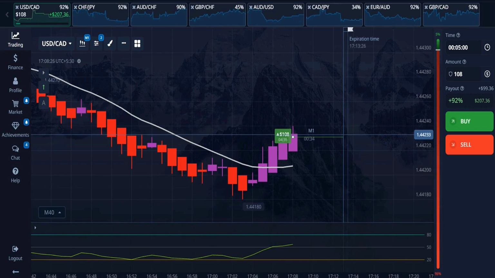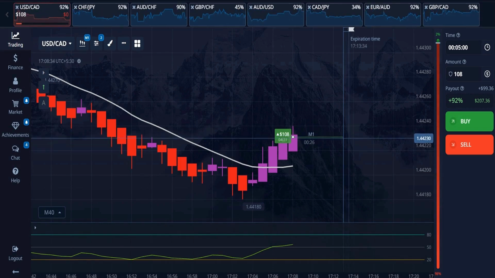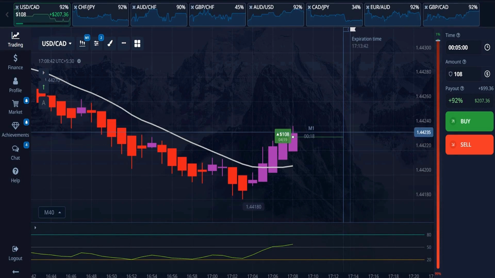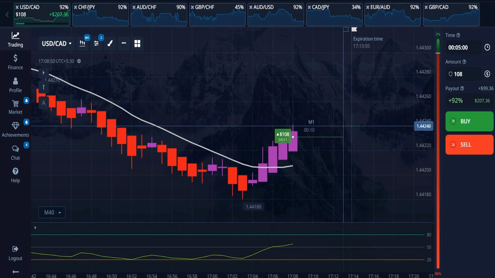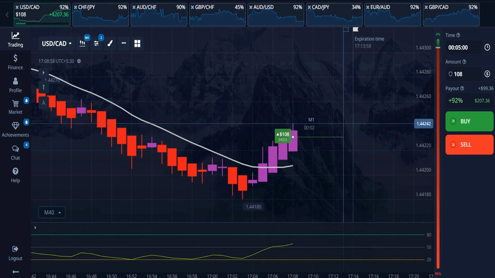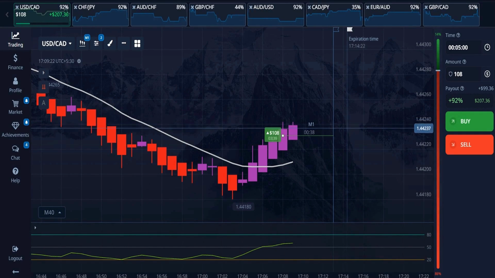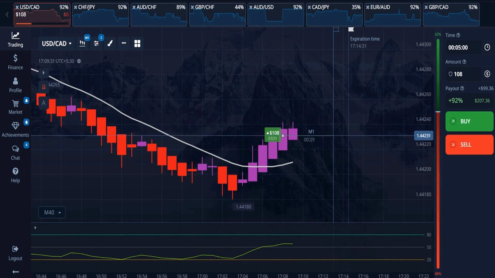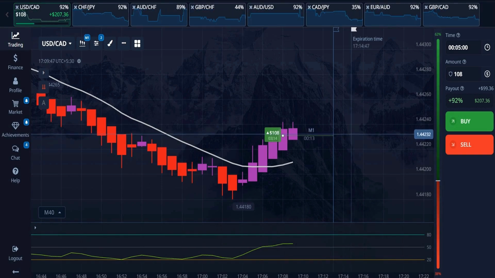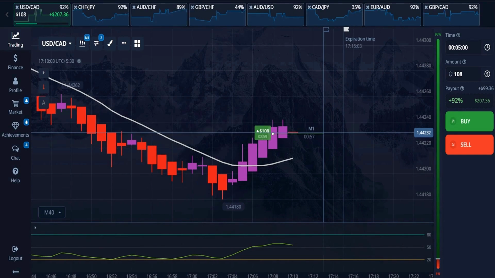Let's break it down step by step. A bullish indecision Heikin Ashi doji candle has formed below the SMA line. After that, 3 strong bullish Heikin Ashi candles have broken out of the SMA line and closed above it. A powerful breakout signal. The RSI indicator is also above the 50 level, confirming the bullish momentum. According to our strategy, this is a strong buy opportunity.